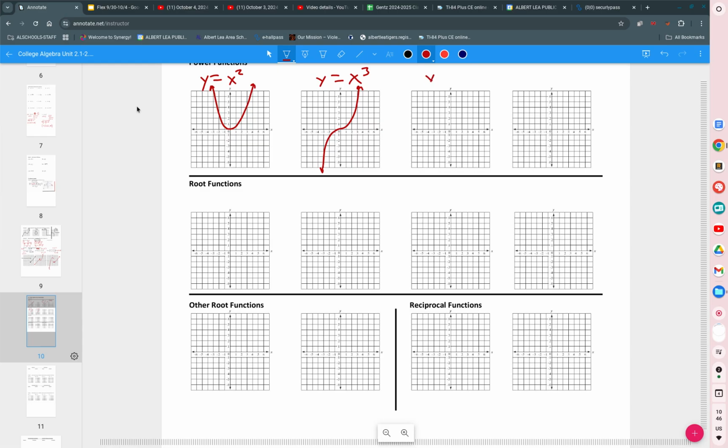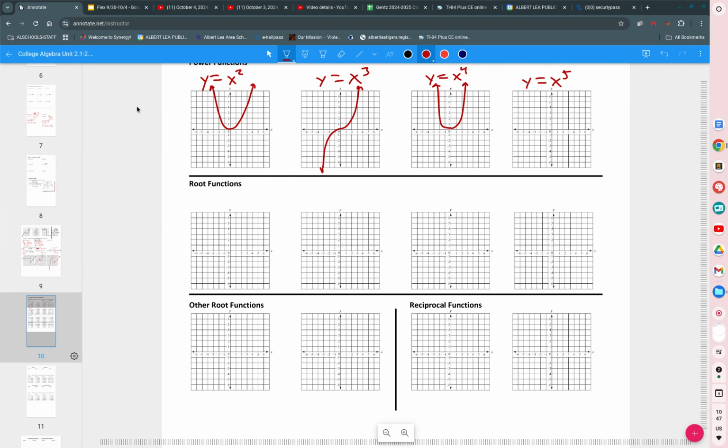Then we have y is equal to x to the fourth and y is equal to x to the fifth. Do you think x to the fourth looks more like x squared or more like x cubed? X squared, because it's even. It will be a little bit steeper and a little bit more pronounced at the bottom.